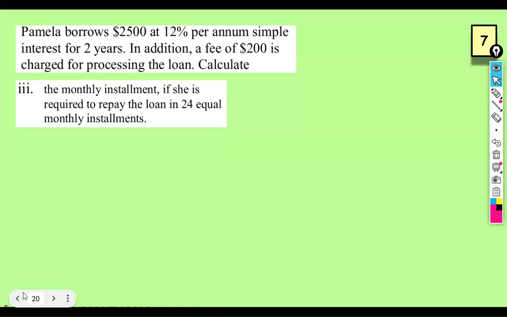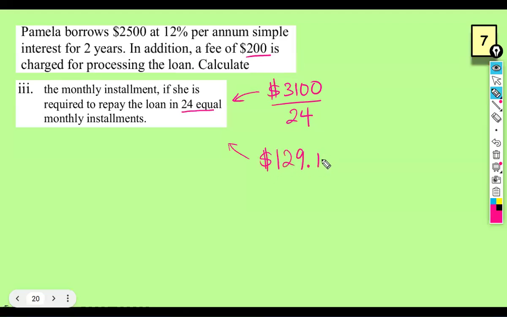Remember the amount that Pamela has to repay is the 3,100. She doesn't have to repay the $200, that was just given on the first day. She has to make 24 equal payments, so you just literally divide this by 24. I don't know why this question is so easy, but let's not complain. 3,100 divided by 24 is how much? $129.17, if you round off to 2 decimal places properly.